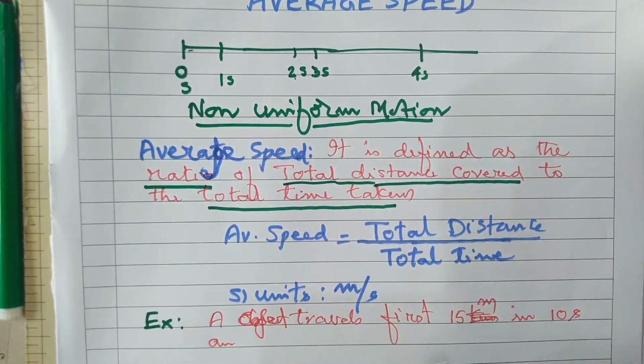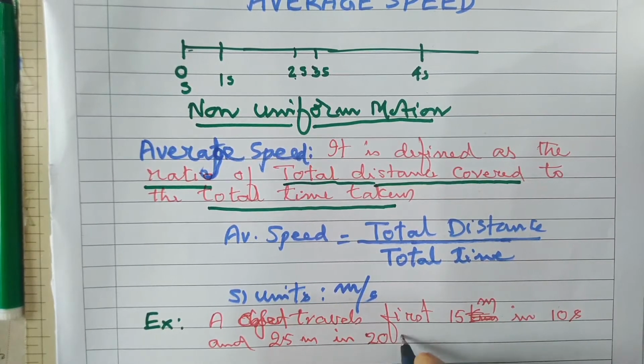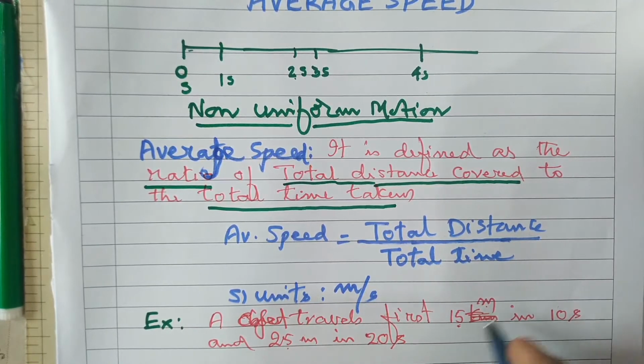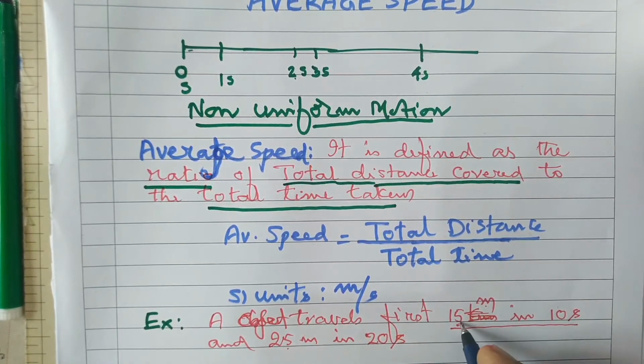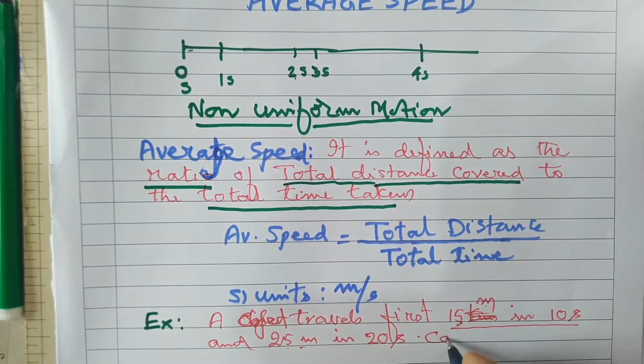And 25 meters in 20 seconds. You see, first it is 15 meters in 10 seconds, then 25 meters in 20 seconds. In the first part, distance is different and time is different. Two parts are there here. The object travels the first part 15 meters in 10 seconds, the second part 25 meters in 20 seconds. We have to calculate the average speed.